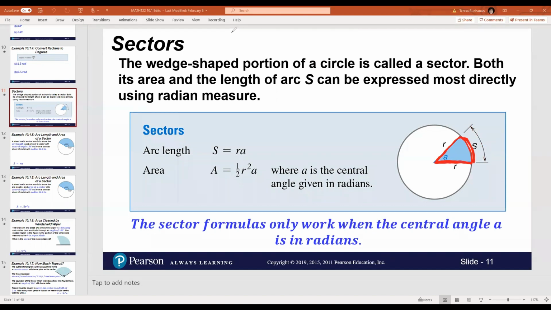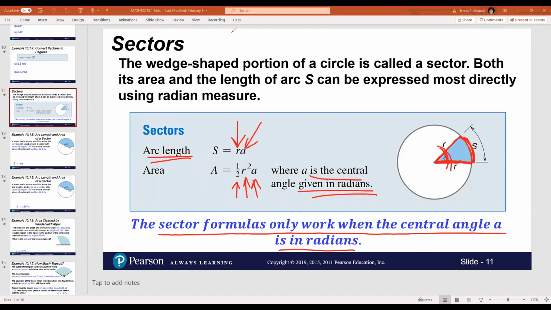So this is an example of where we start to actually bring in the radian unit. An arc length, that S distance, will be the radius times that angle right here when A is in radians. The area of that sector is 1/2 times the radius squared times the angle measure in radians. The sector formulas only work when the central angle A is in radians.